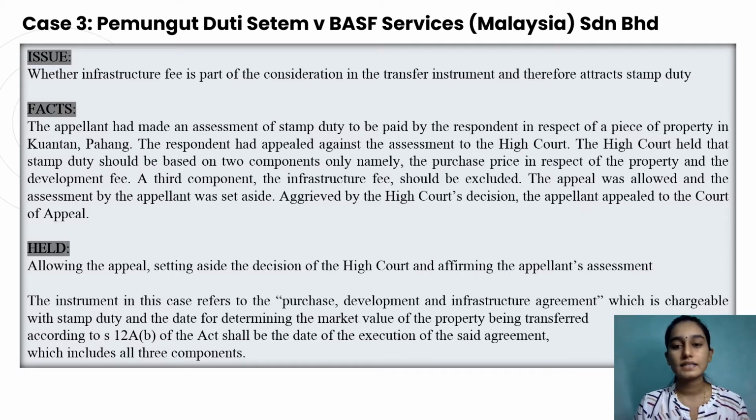The High Court held that stamp duty should be based on two components, which are the purchase price in respect of the property and the development fee. A third component, the infrastructure fee, should be excluded. The appeal was allowed and the assessment by the appellant was set aside. The appellant, aggrieved by the High Court's decision, appealed to the Court of Appeal.